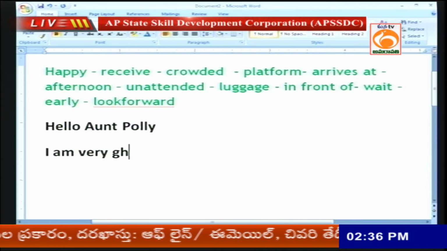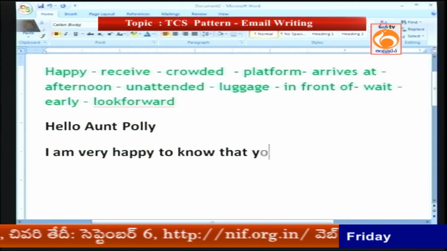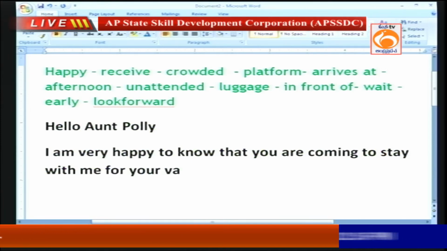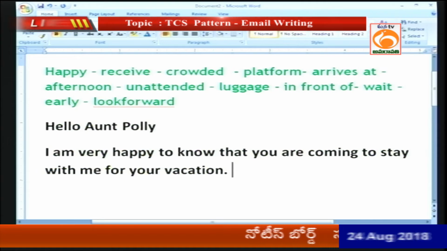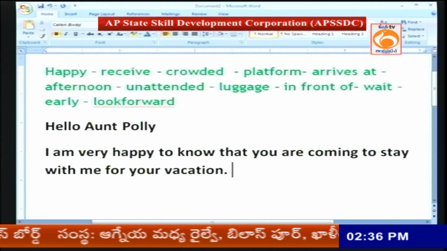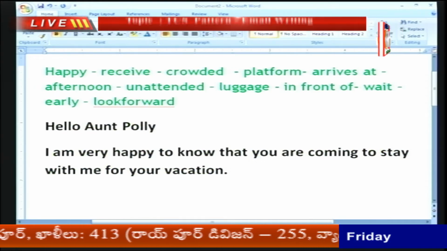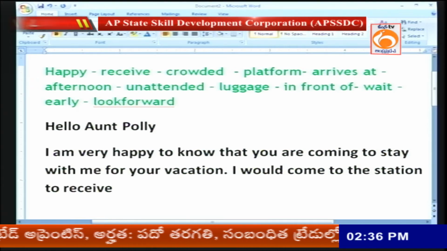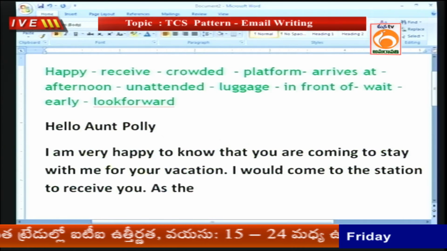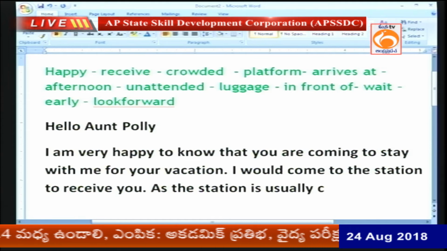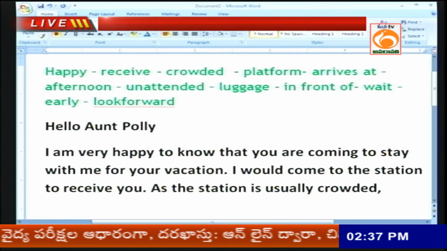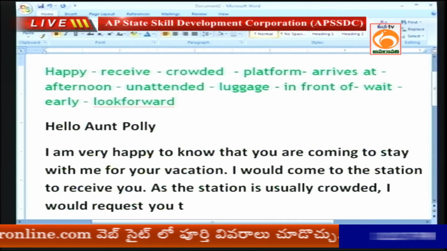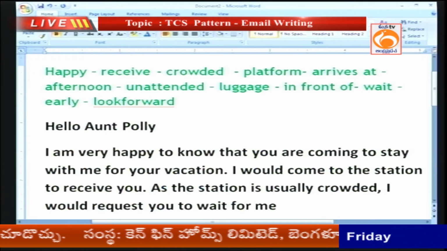I am very... I'm writing in very simple English so that you can follow. I'm very happy to know that you are coming to stay with me for your vacation. I would come to the station to receive you. As the station is usually crowded, I would request you to wait for me. Okay?